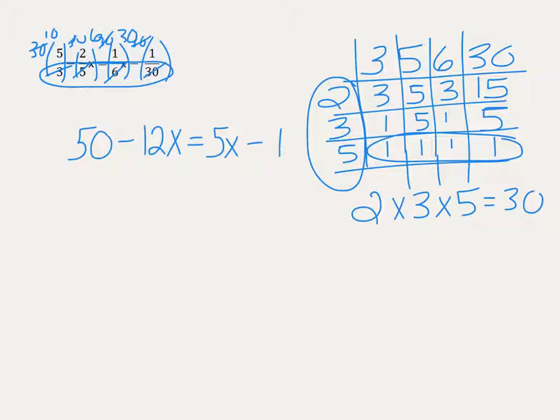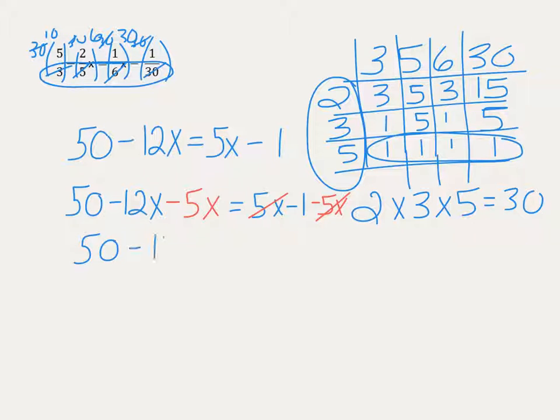Now our next step is we're going to take our x's all over on one side. To do that, we're going to have 50 minus 12x minus 5x, and that's going to happen on both sides. Important rule to remember: what we do to one side, we do to the other. 5x's will cancel out. That will leave us with 50 minus 17x is equal to negative 1.